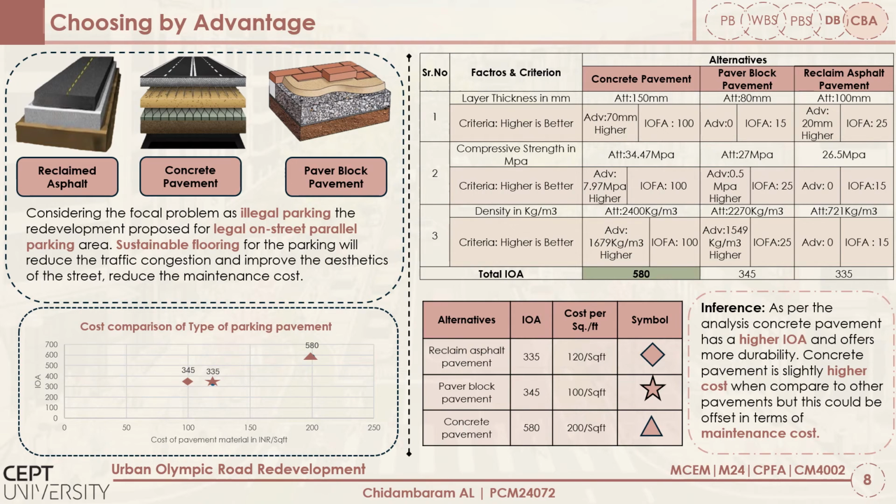As per the cost comparison graph, the concrete pavement is costlier when compared to other options. Finally, I selected the concrete pavement as the best suitable option. In terms of IOA value, cost-wise the concrete pavement is costlier, but is more beneficial in the long run in terms of less maintenance costs and other parameters.